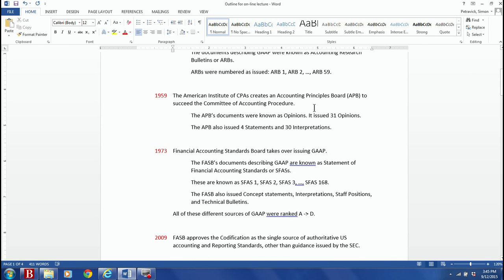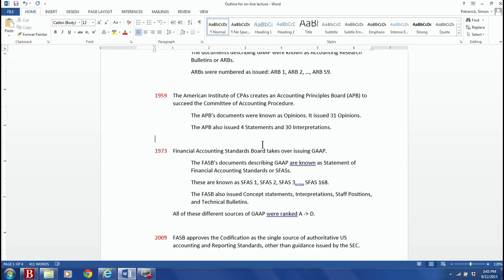In 1959, in order to satisfy some complaints and suggestions about the accounting standards process, the American Institute of CPAs changed the structure and created another group called the Accounting Principles Board, or APB. They issued GAAP using documents called opinions, and there were 31 opinions issued by the APB. They issued some other kinds of statements too. 30 of them were called interpretations, and 4 were called statements. So once again, another very active group.